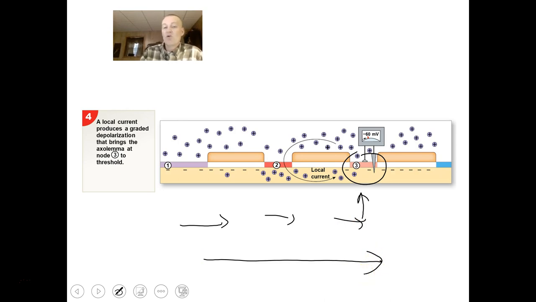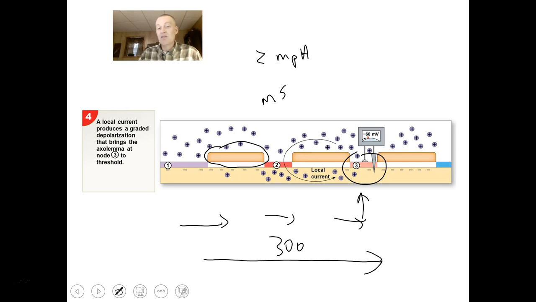So if you destroy this insulation in a disease like multiple sclerosis, then you go from sending a message at 300 miles per hour to sending a message at 2 miles per hour, and that doesn't work at allowing nerves to work at the speed that they need to.